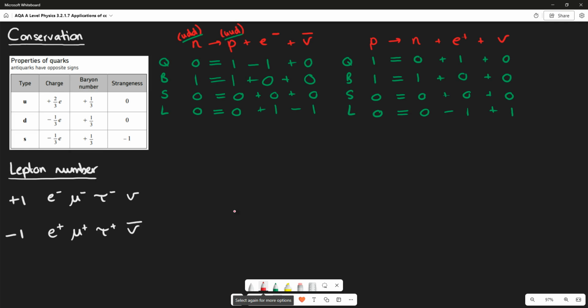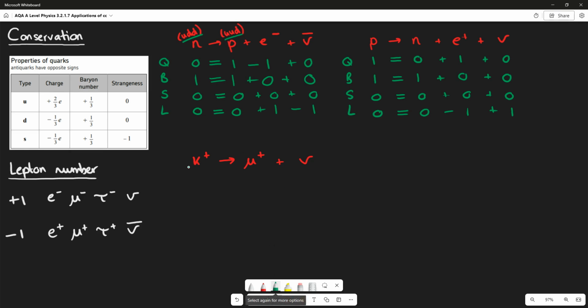So for example, we might be studying something like a kaon, and normally you would think of kaons as, oh, they decay into pions. They don't always decay into pions, sometimes they decay into other things as well, and here is an example of a kaon decaying into something else. It can decay into a positive muon and a neutrino.